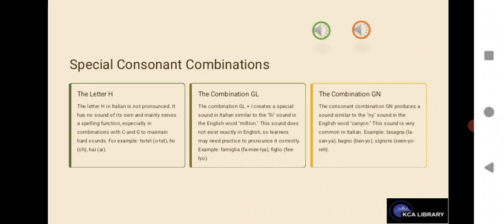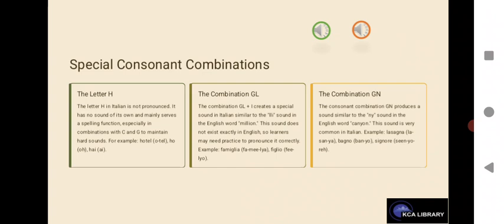2. The combination GLI. The combination GLI creates a special sound in Italian, similar to the lli in the English word million. This sound does not exist exactly in English, so learners may need practice to pronounce it correctly. Examples: famiglia, family. Figlio, son.